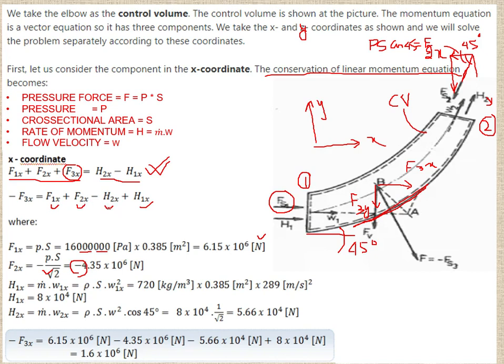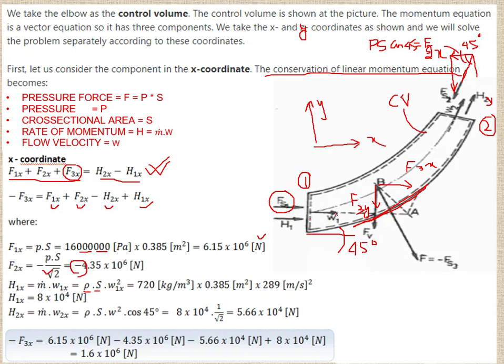Now we are going to calculate H1x and H2x. So H1x first, at point 1. What is the momentum at the inlet? The momentum at the inlet, the mass flow rate we can calculate. It's all given, right? So mass flow rate is equal to rho A V. Here the mass flow rate breaks into density, which was given, surface area, the diameter was given, and the velocity in the x direction.